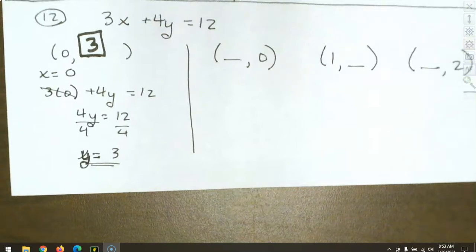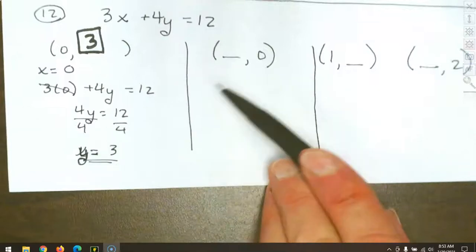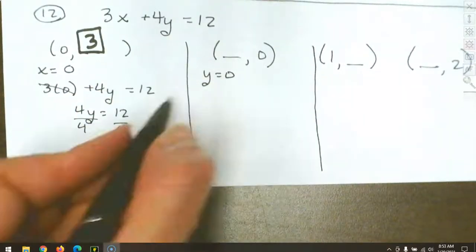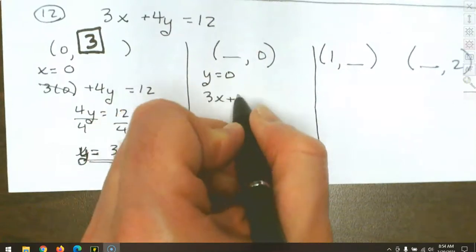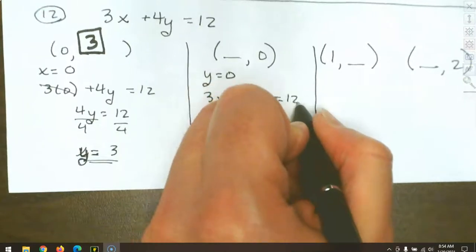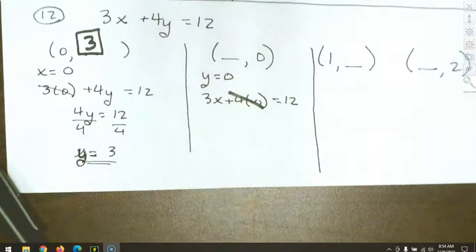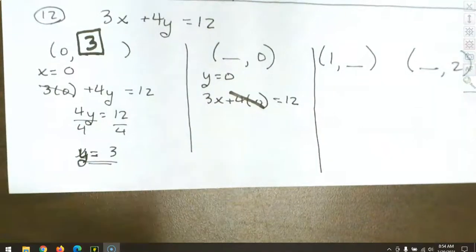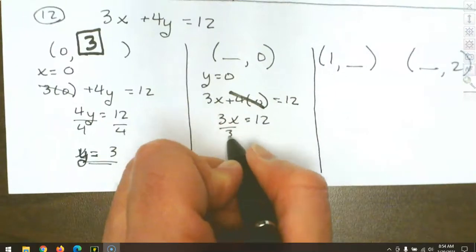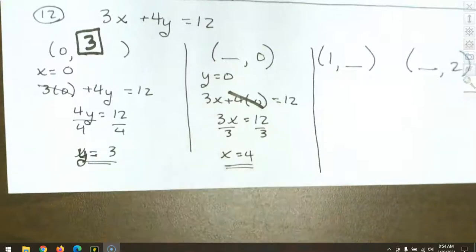What about the next one? We repeat the process again, only this time we plug in y equals 0. So that's 3x plus 4 times 0 equals 12. 4 times 0 goes away. That's gone. So then we're left with 3x equals 12. We'll divide by our 3. And now we've got x equals 4.